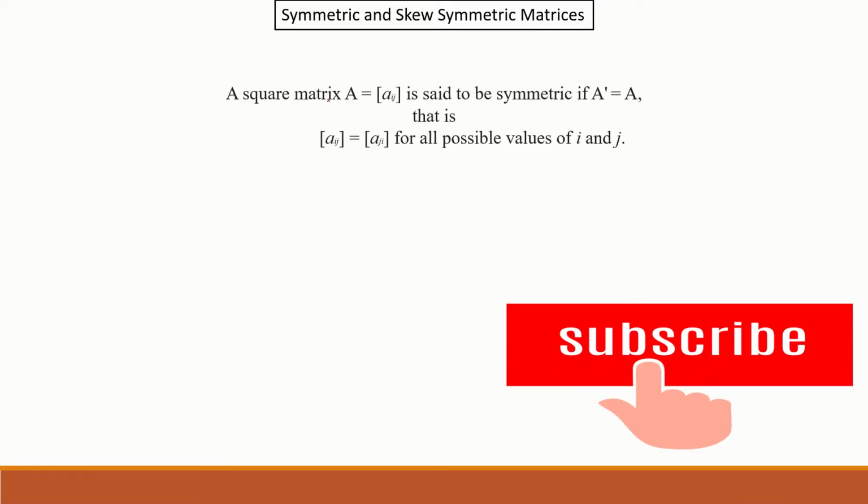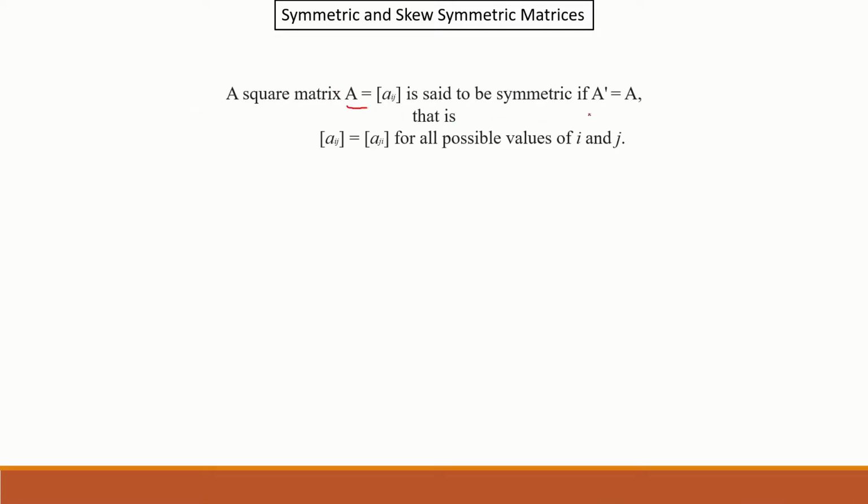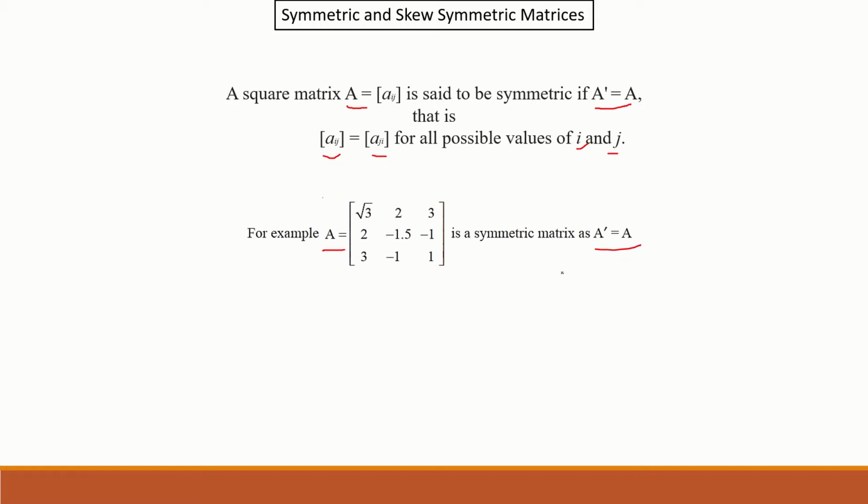A square matrix A is equals to Aij is said to be symmetric if A dash is equals to A. That is, Aij must be equal to Aji for all possible values of i and j. So for example, A is equals to here a 3 by 3 matrix, और अगर हम लोग इसका ट्रांसपोज निकालेंगे तो भी सेम आएगा. जैसे फर्स्ट कॉलम 2 3 है, फर्स्ट रो में डालो, सेकंड कॉलम है 2 माइनस 1, इसको सेकंड रो में डालो, थर्ड कॉलम है 3 माइनस 1 1, इसको थर्ड रो में डाल दो, 3 माइनस 1 and 1.